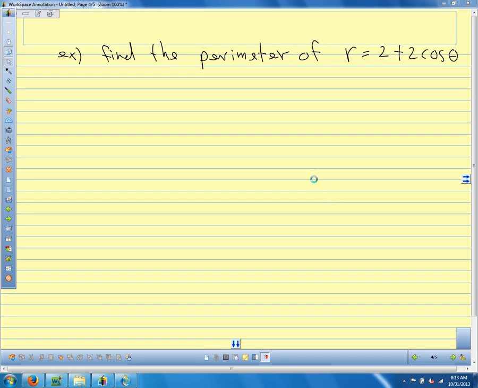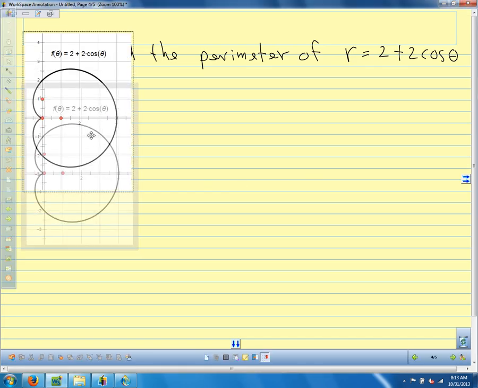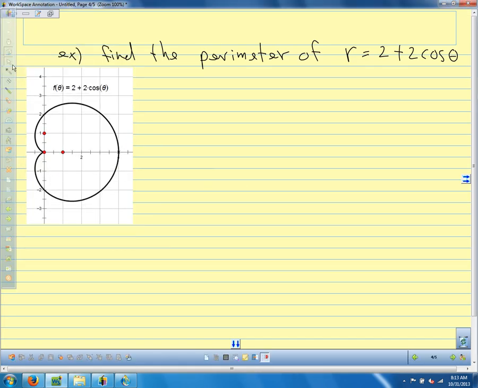Okay. There's our cardioid, 2 plus 2 cosine theta. So we want to find the perimeter of this thing. And we decided before that this graph is traced once from 0 to 2 pi. So I'm going to just work with the top half. I'm going to integrate from 0 to pi and multiply by 2. So this is traced once on the interval 0 to 2 pi.